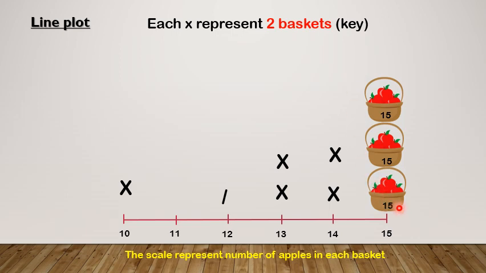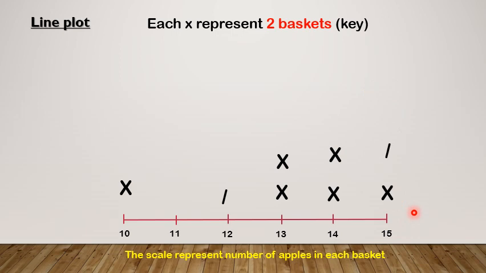Here I have 3 baskets. Each basket has 15 apples. But I don't want to have baskets. I will make it easier for myself if I put X's. So I will remove them and put X's. I know that each 2 baskets mean 1 X, so I will put 1 X instead of these, and 1 dash for the one other basket. So now I made my line plot.